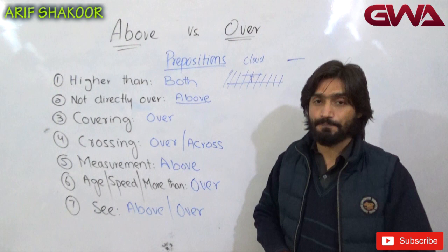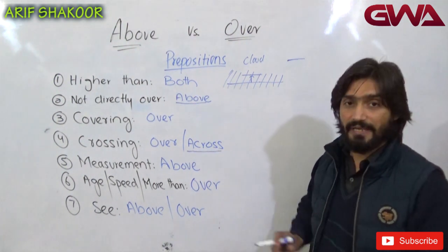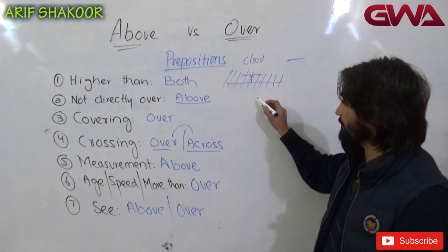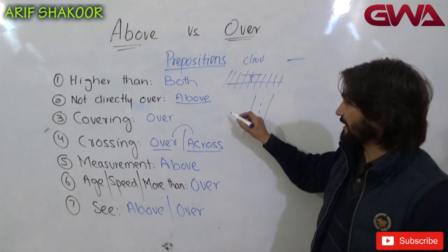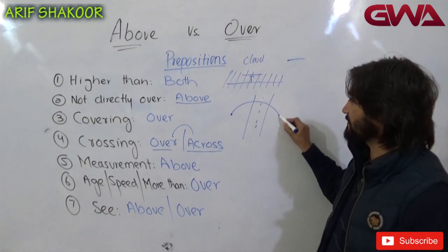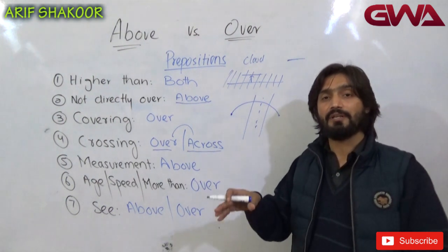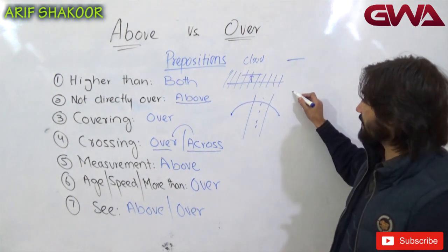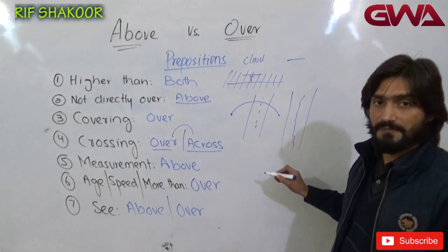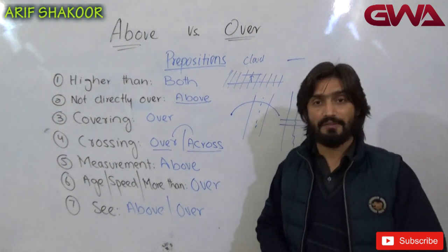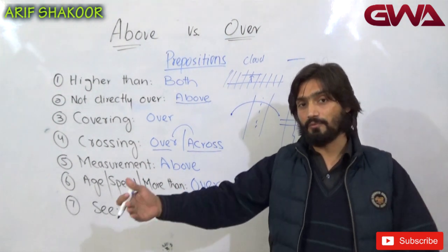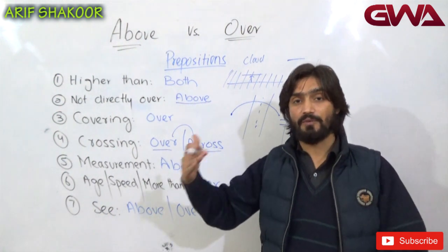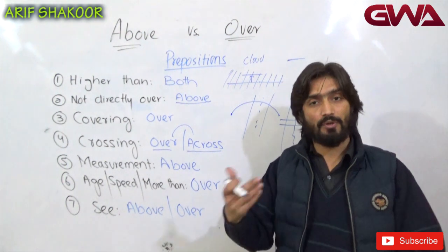Number 4, crossing. In this case, we can also use across. Across and over have the same meaning in this case. Now, what do we mean by crossing? Suppose this is the road, and a person or something goes from this place to this place. It means that that thing or that person goes over the road or across the road. For example, there's a river, and there's a bridge over or across the river. So people go from one side to another side. We use over or across. Or an aeroplane goes from one country to another country across the border or over the border.